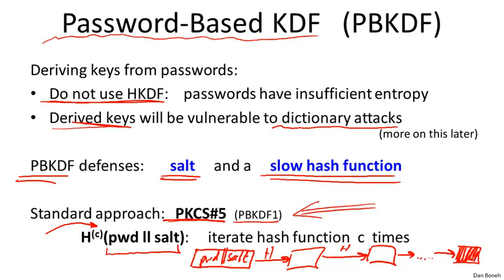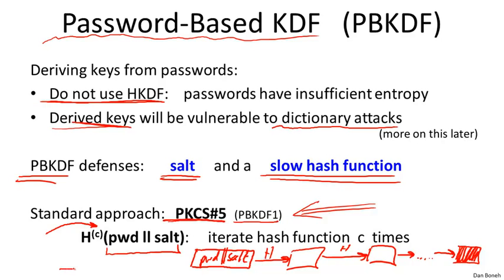Now, what is the point here? Iterating a function 10,000 times or even 1,000,000 times is going to take very little time on a modern CPU, and as a result, it doesn't really affect the user's experience. The user types in his password, it gets hashed 1,000,000 times, and then it gets output. Maybe that could even take a tenth of a second, and the user wouldn't even notice it.